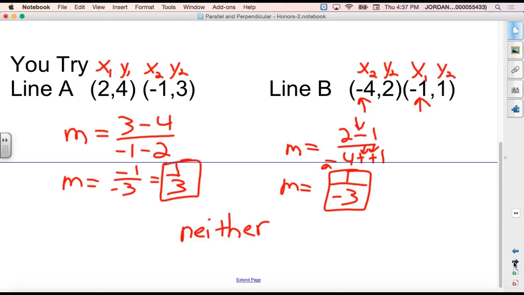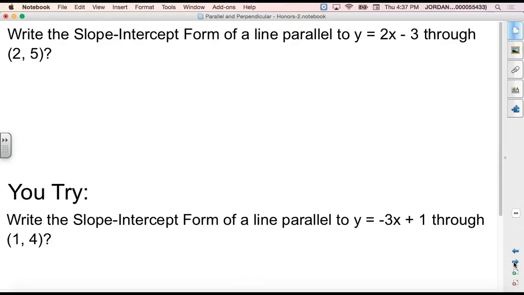Okay, now we're actually going to take a line and find the line parallel to it. So this says write the slope-intercept form of a line that's parallel to y equals 2x minus 3 that goes through the point (2, 5). So what do we know about it? If it's parallel to this, we know that it should have the same slope, right? So the slope of this is 2. So the new line should have a slope of 2, and it has to go through the point (2, 5).